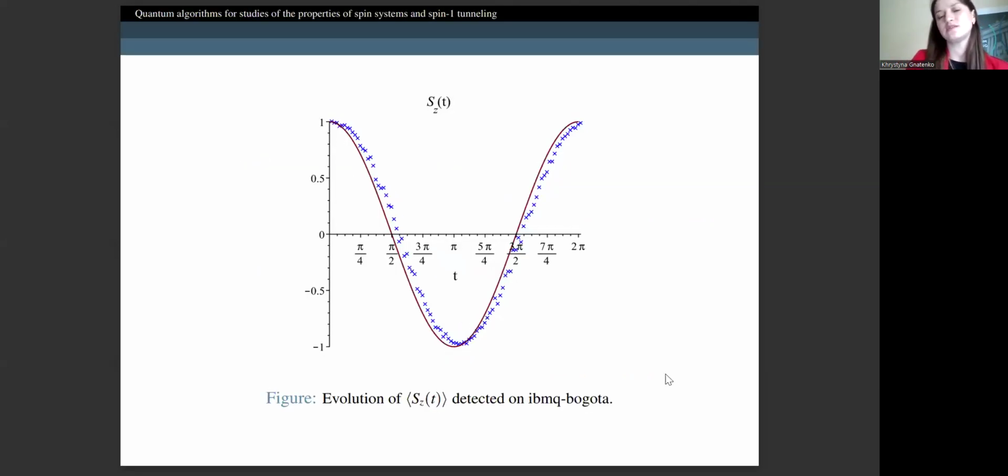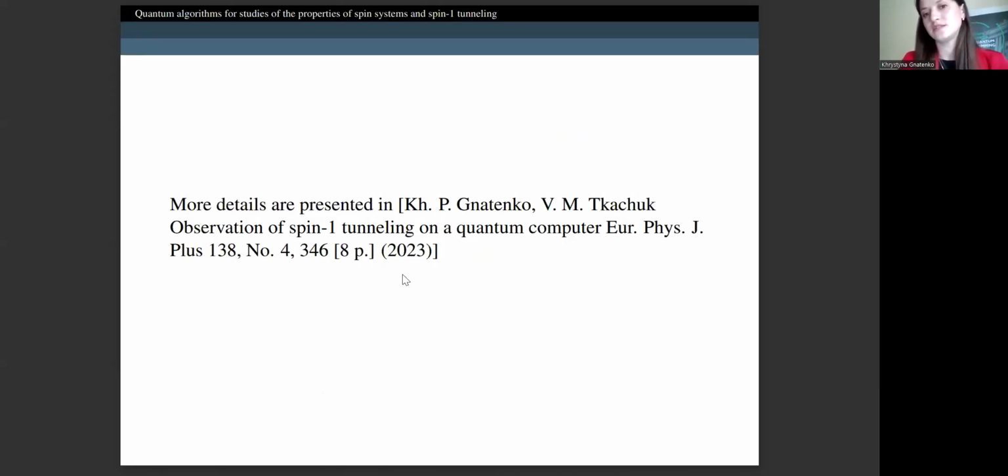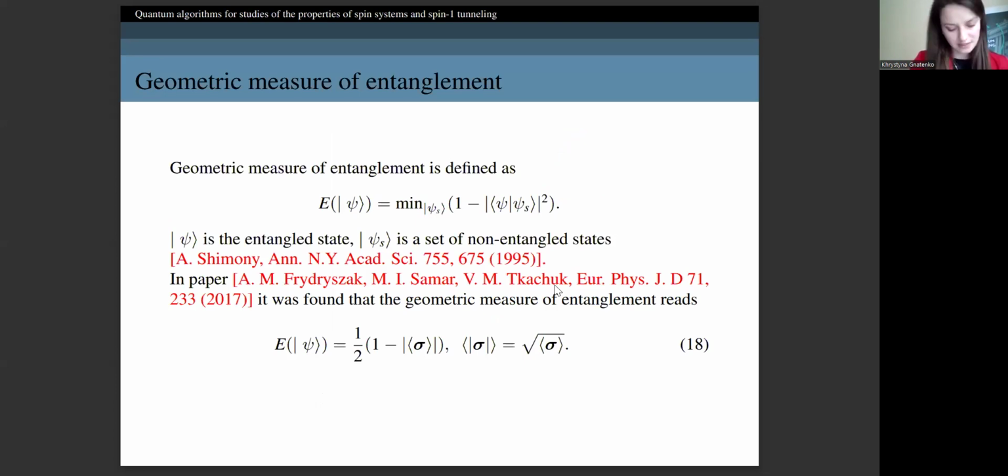So we can see the oscillations which correspond to the tunneling. Also, we detect the energy level splitting as a result of tunneling with the help of our method of studies of the energy levels. The results are presented in this paper. If you are interested in more details, please consider this paper. Also, the result was obtained with Professor Tkachuk. Then, what about other interesting results of spin systems with quantum programming?